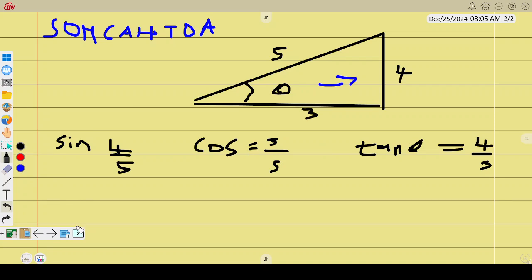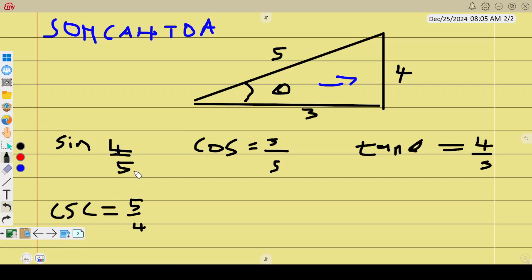Alright, so from here now we can find the other trig ratios. Remember, sine, when you say full sec, that's a sin. So it goes with cosec. So cosec will be 5/4.